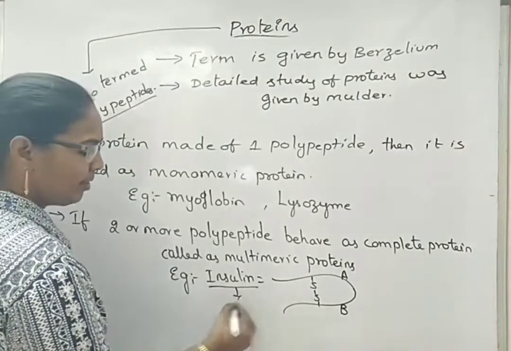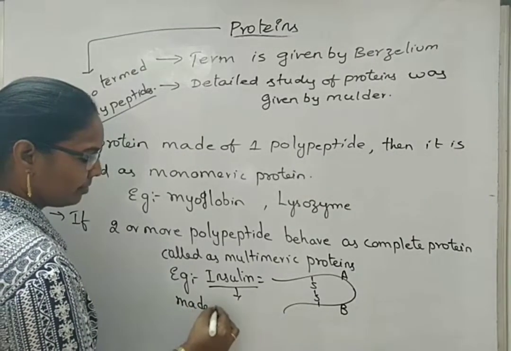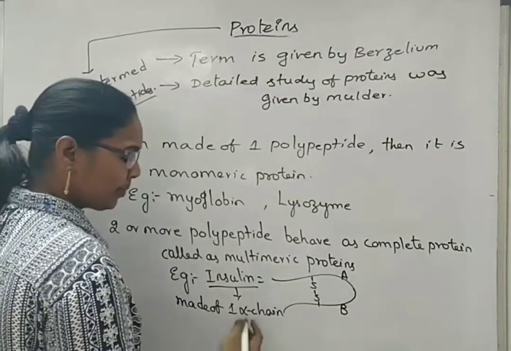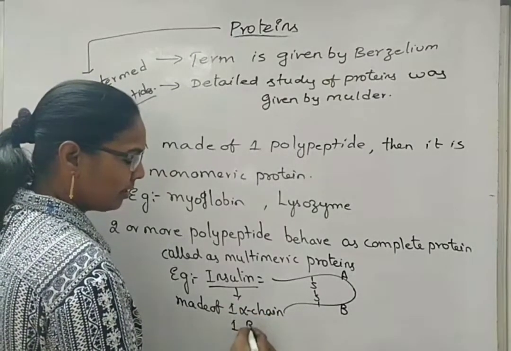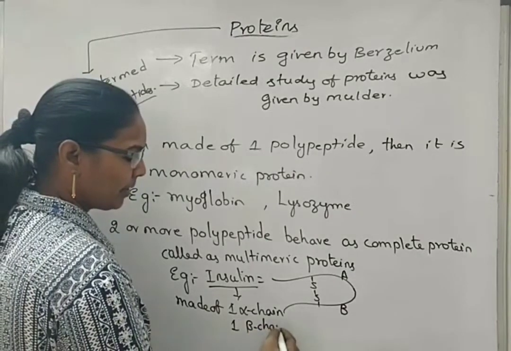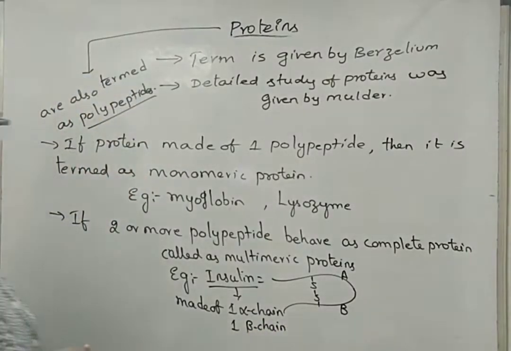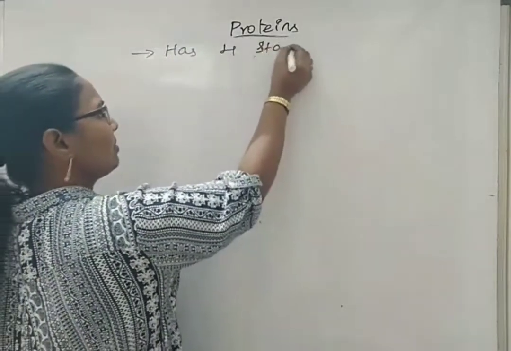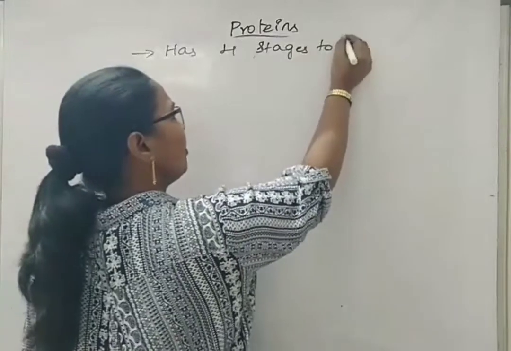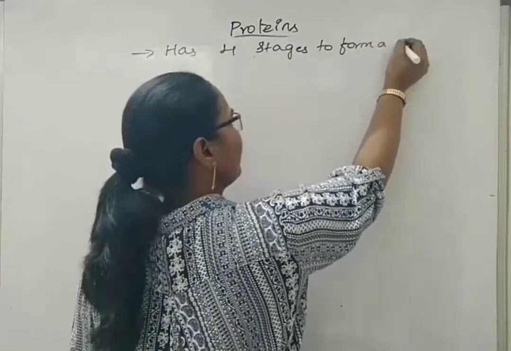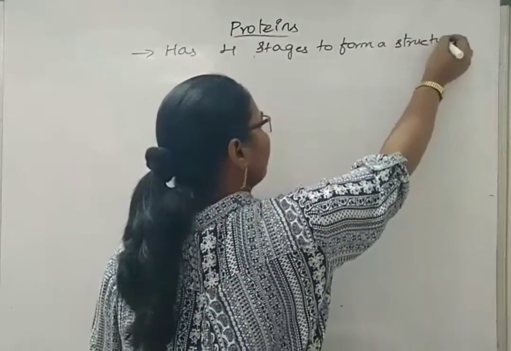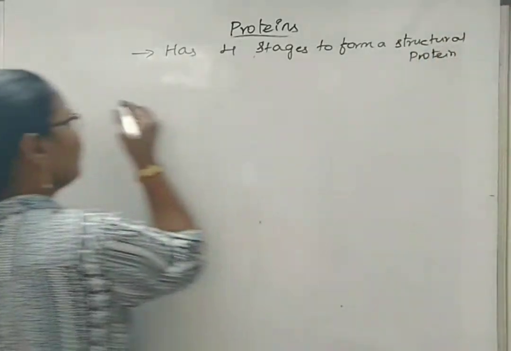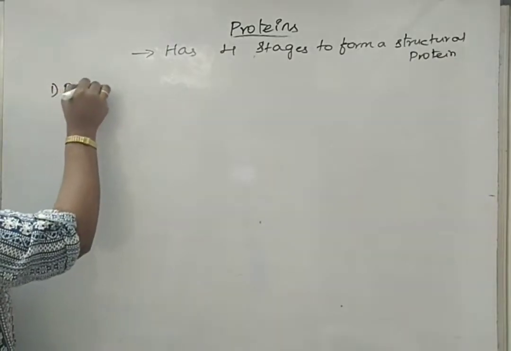So, insulin is made of one alpha chain, meaning the A polypeptide, and one beta chain, meaning the B polypeptide. A protein has 4 stages to form a structural or complete protein. First one is primary structure.